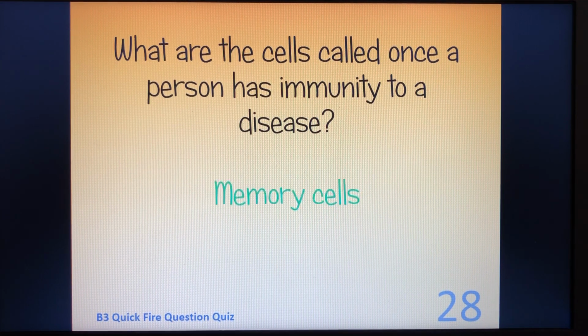And the answer is memory cells. Okay, they become memory cells. They remember how to make that particular antibody to fight the disease rapidly if we should be infected in the future. Moving on, question 29.